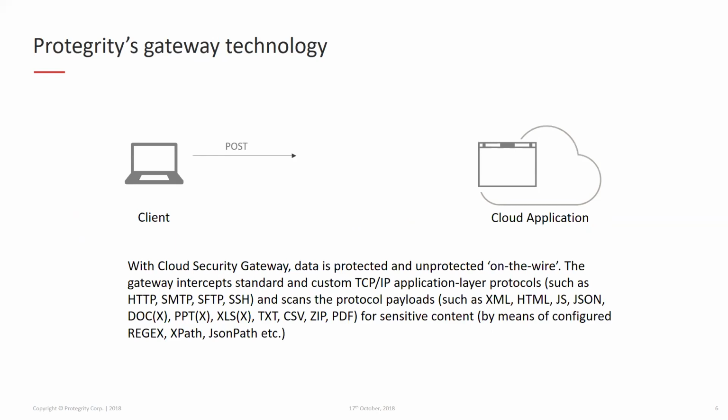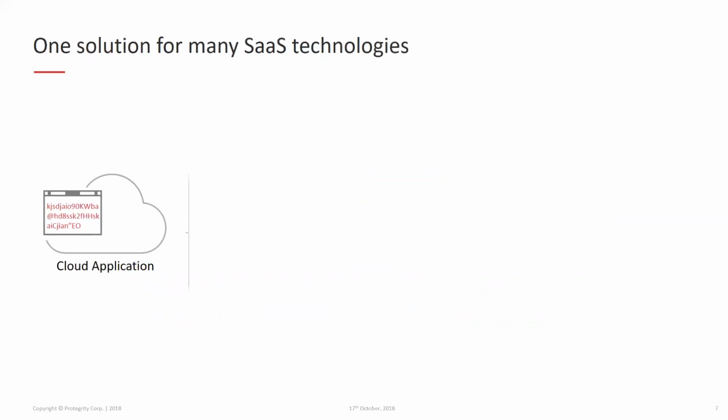What it does is intercept any sort of TCP/IP protocols and then scan the payload for sensitive values, and then write these values either protected or unprotected if we're returning it to the client. With that sort of technology, it can cover all sorts of cloud applications.